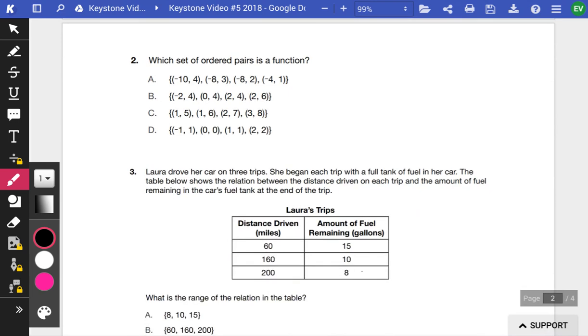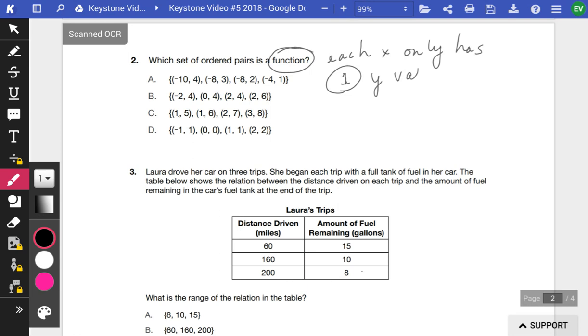Question number 2. Which set of ordered pairs is a function? So this one asks us to remember what a function is. So a function is a relation where each x only has one y value. In this case, what we want to do is check for different x values. In A, we have -8 twice as our x value, and we have different y values. So that throws out A as a function.